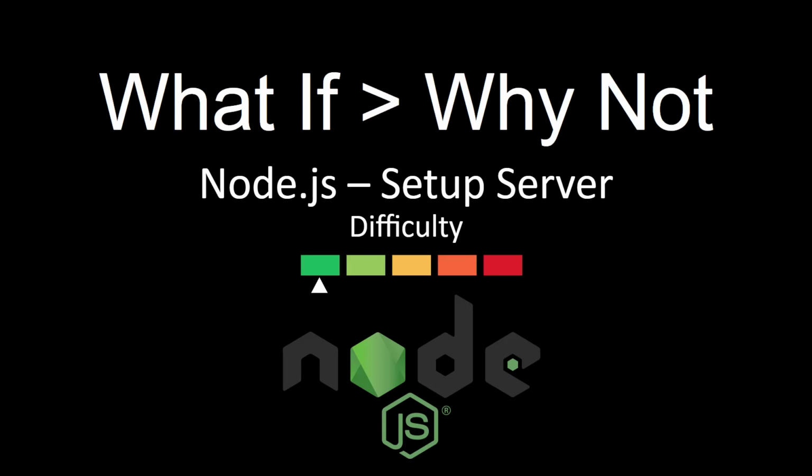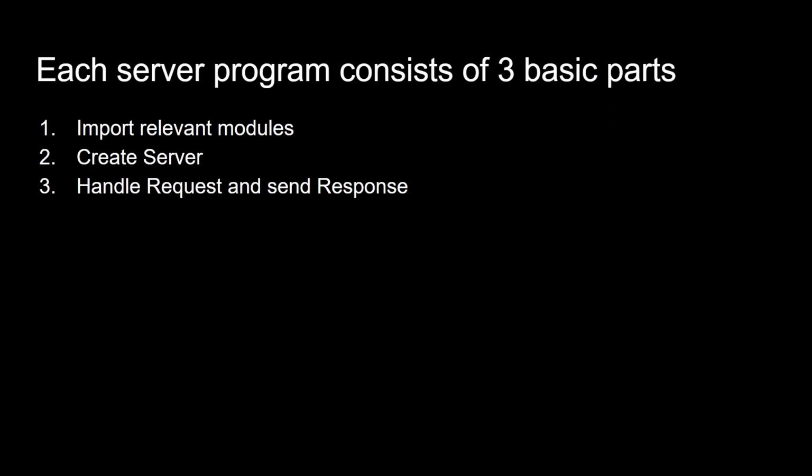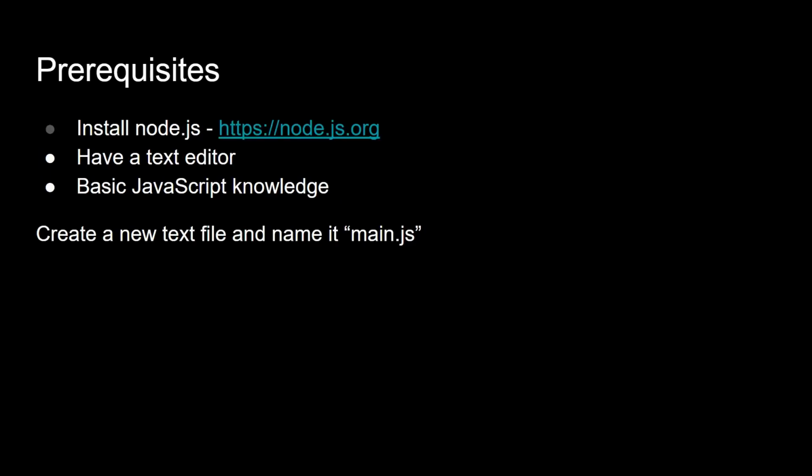Today on What If is Better Than Why Not, we're gonna make a simple tutorial in Node.js. Its difficulty is really easy. It's only a couple of lines of code. So each Node server program consists of three basic parts. Firstly, the relevant modules we need to import and libraries to use, the creation of the actual server, and then just to basically handle the request and send an appropriate response back to the client.